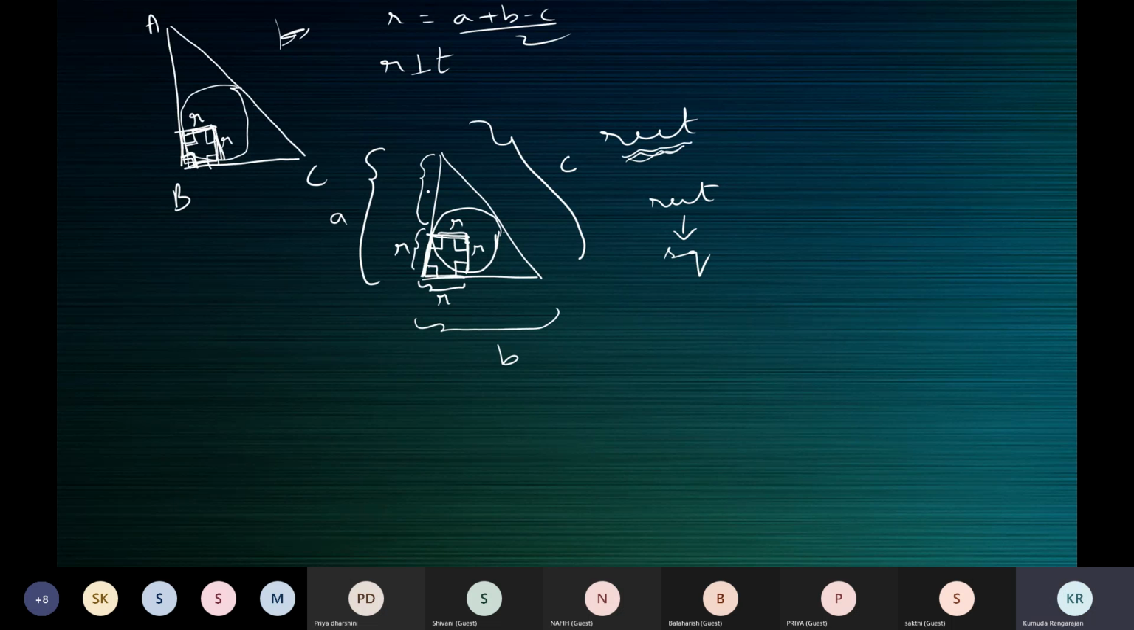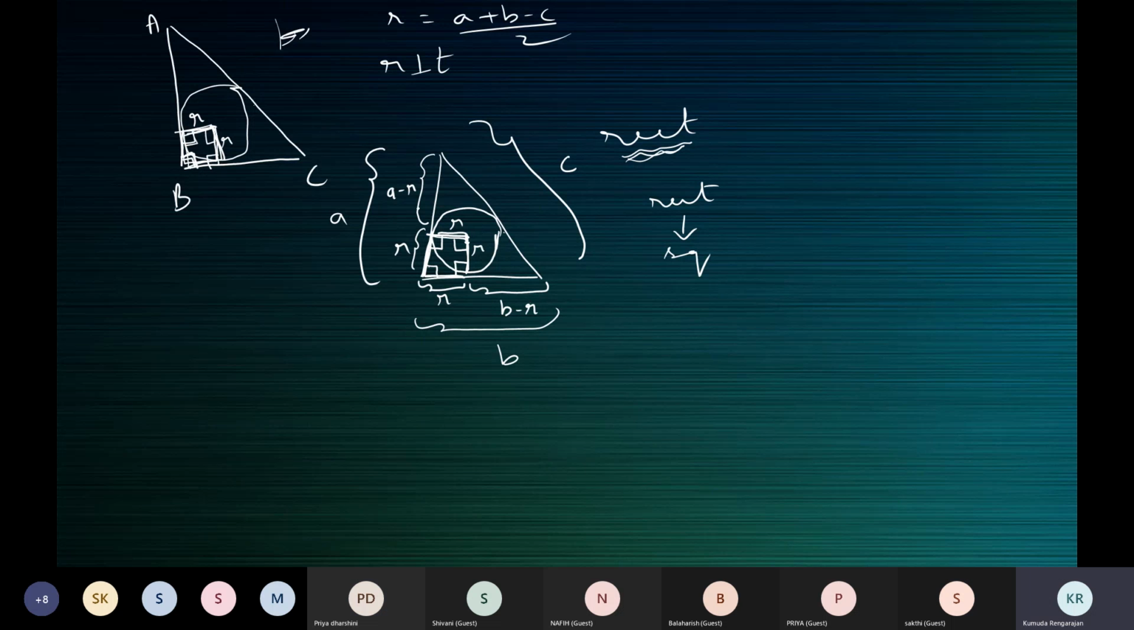Yes, children. You want me to repeat the question? Yes, A minus R, ma'am. Who's that? Srinivasan. Very good, Srinivasan. Yes, A minus R. The length of this piece will be A minus R. Now somebody else answer. What will be the length of this portion? B minus R.